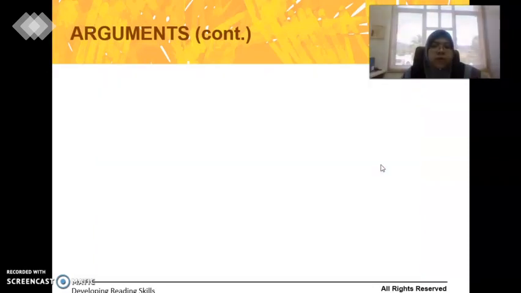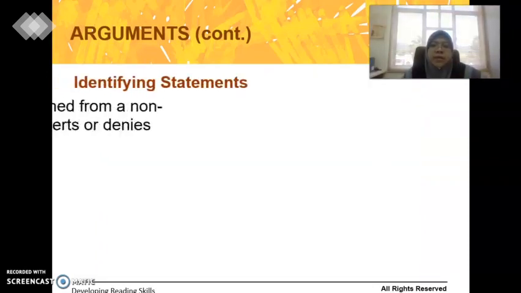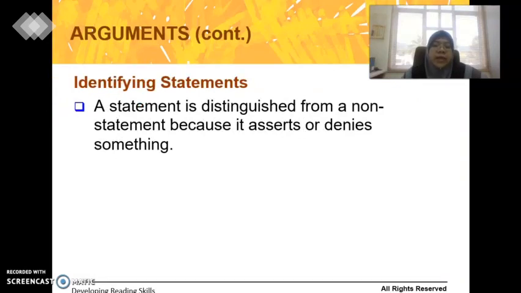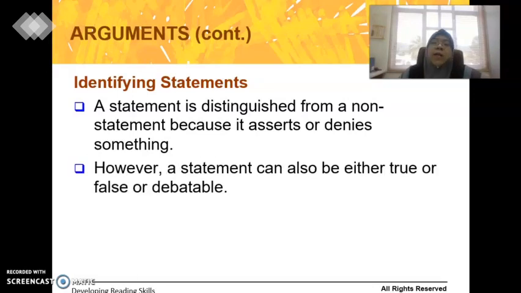We go to another example. A statement is distinguished from a non-statement because it asserts or denies something. You should know that a statement is different, even though it is in a sentence, not all sentences will become a statement. However, a statement can be either true or false or debatable. It can be true or false, and it also has room for being debatable.